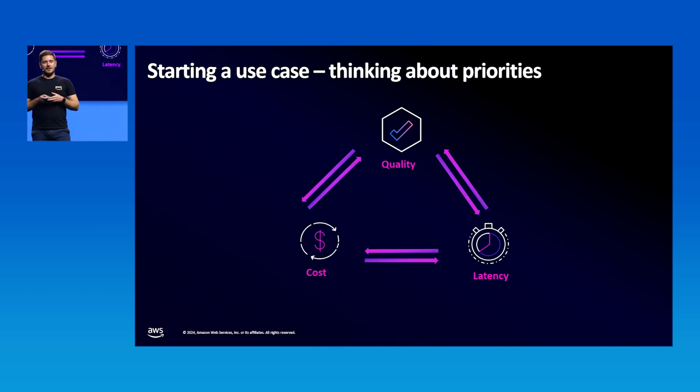And these different criteria that I've mentioned, obviously you have to trade them off against each other. Because as I said, for example, if you have a large model which is very good in quality, you probably have higher latency, and maybe you also have higher costs. So it's always important to keep that in mind and set your priorities right at the beginning.